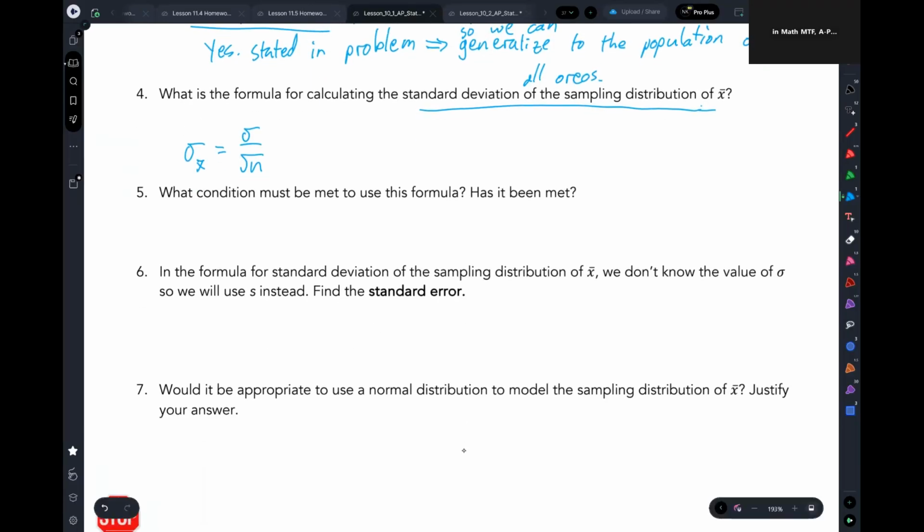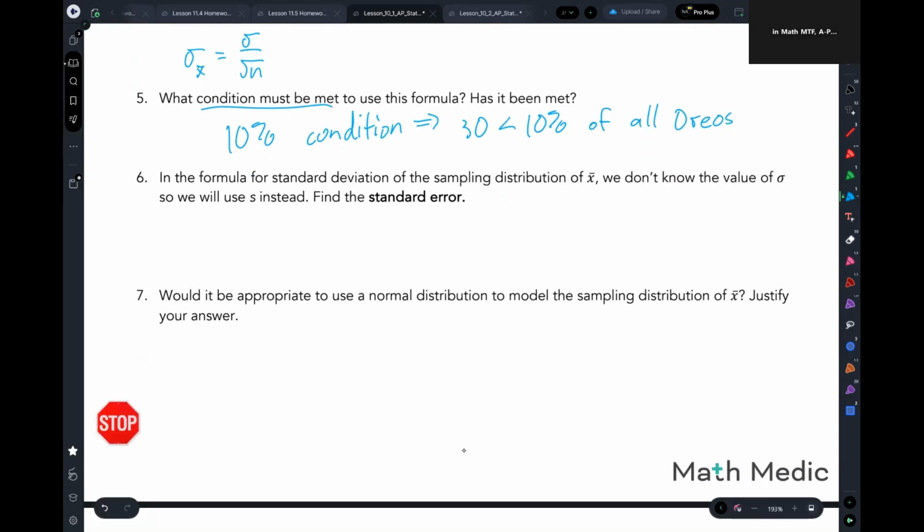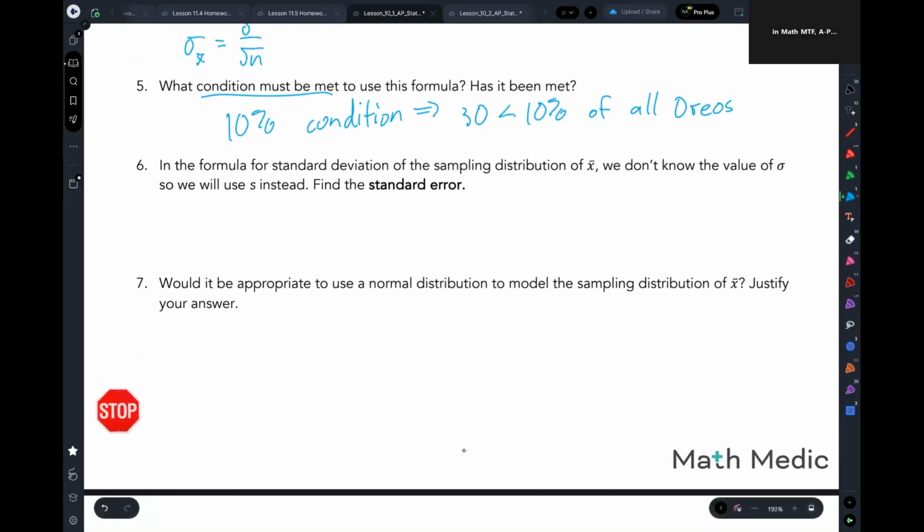Condition, remember, in order to use that formula, we have to satisfy the 10% condition. Is it safe to say that 30 is less than 10% of all Oreos? Heck yeah, it is. I'm pretty confident that I've eaten more than 300 Oreos in my life, and I can guarantee that. 100% can guarantee that. I don't know about within the last couple of years, but probably.